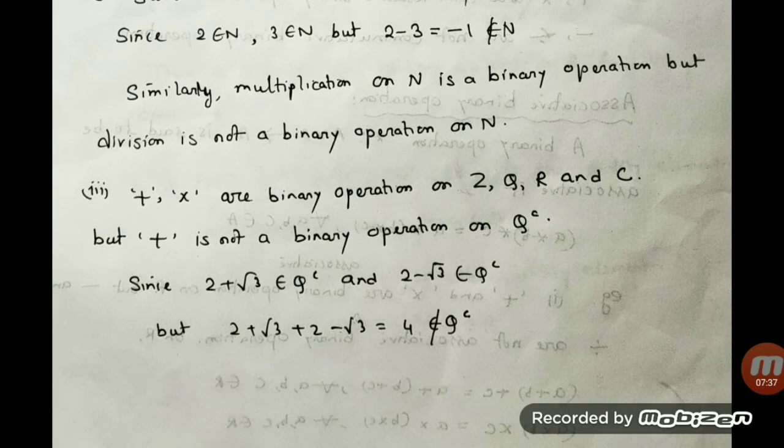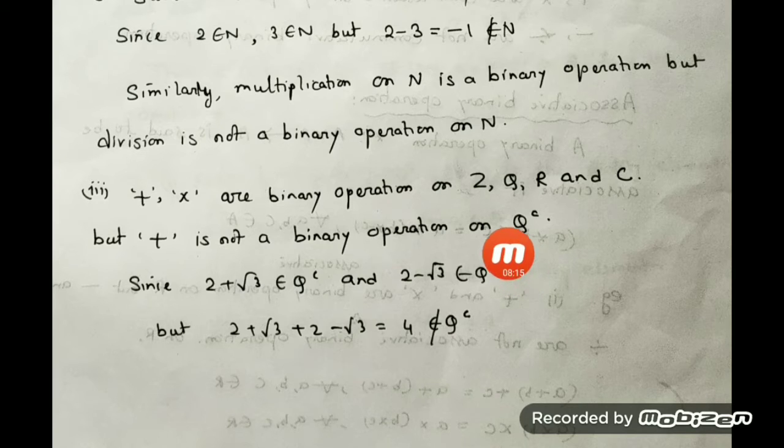Now see, I am giving you some examples here. Plus and multiplication are binary operations on Z. Z means the set of integers, Q means the set of rational numbers, R means the set of real numbers, and C means the set of complex numbers. So, in the case of integers, rational numbers, real numbers and complex numbers, addition and multiplication are binary operations. But in the case of irrational numbers, Q to the power C means irrational numbers, plus is not a binary operation.